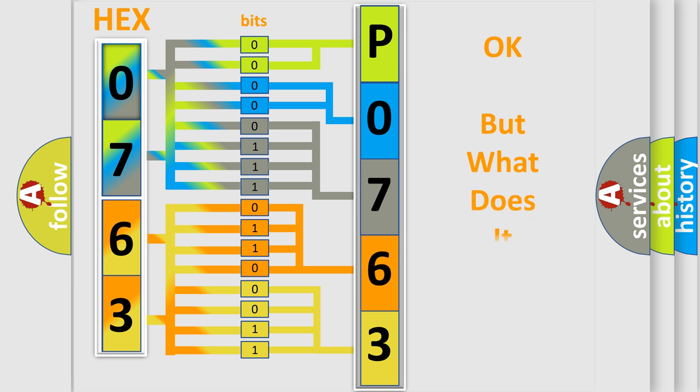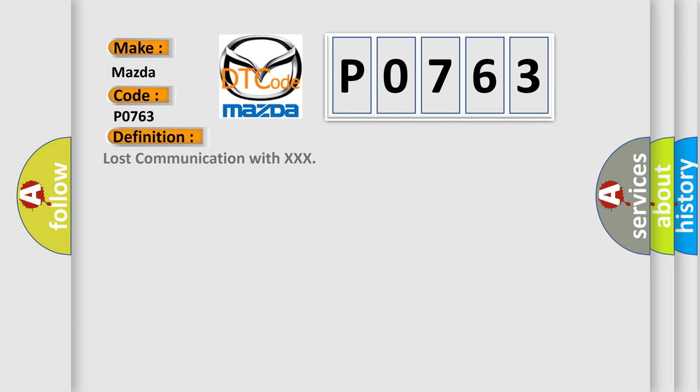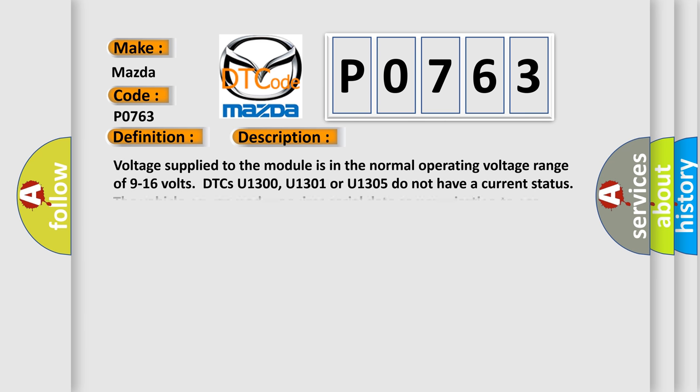The number itself does not make sense to us if we cannot assign information to what it actually expresses. So, what does the Diagnostic Trouble Code P0763 interpret specifically for Mazda? The basic definition is lost communication with XXX. And now this is a short description of this DTC code.